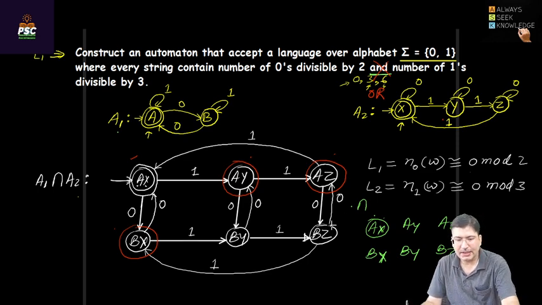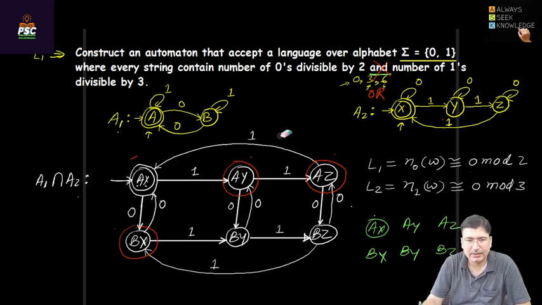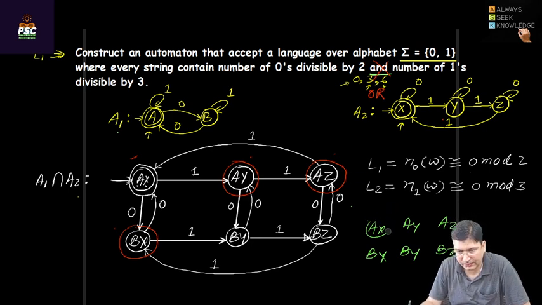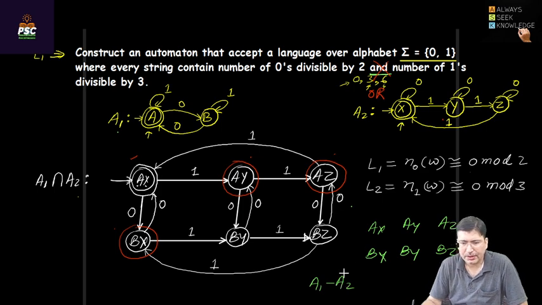Now let's discuss the difference. If we are calculating difference, the difference is altogether a different mechanism. There are two types of differences we can calculate. The very first difference we can say is A1 difference A2. That means all those strings that can be accepted by A1, but can't be accepted by A2, need to be generated.